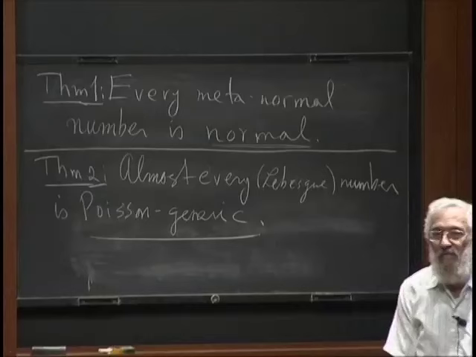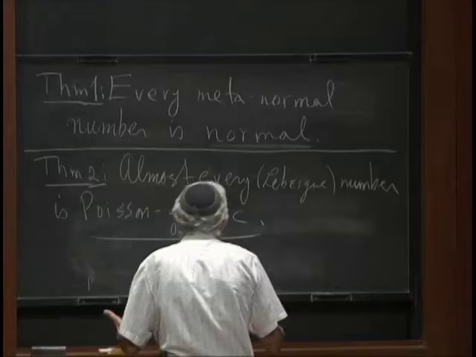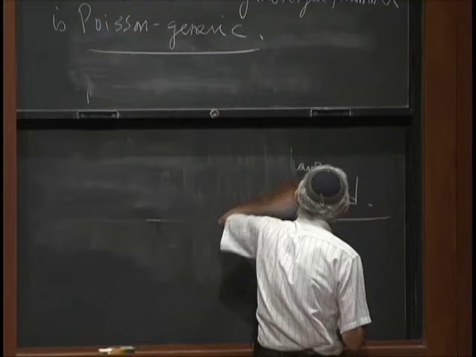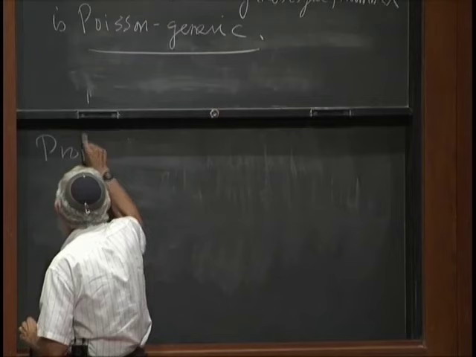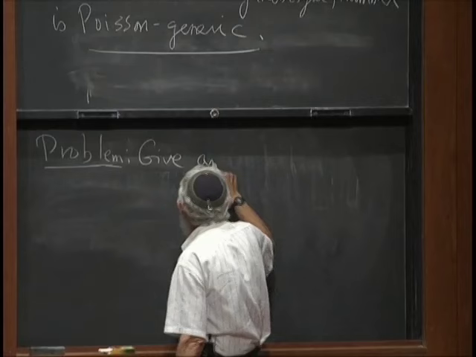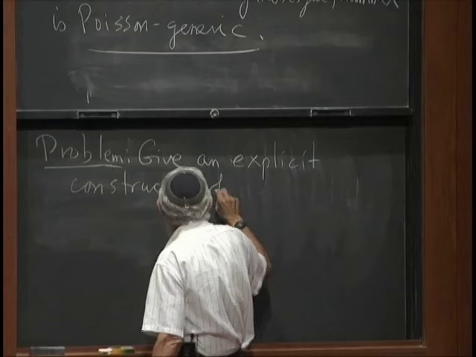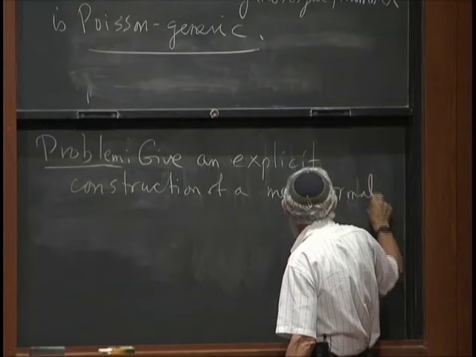One problem that has troubled us for many years is that, I'll write this down as a problem: give an explicit construction of a metanormal or Poisson generic number.